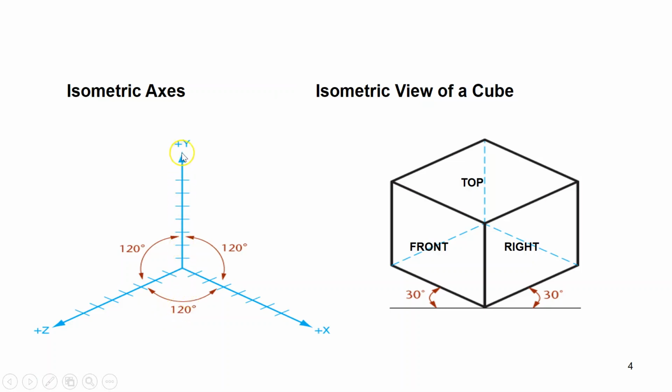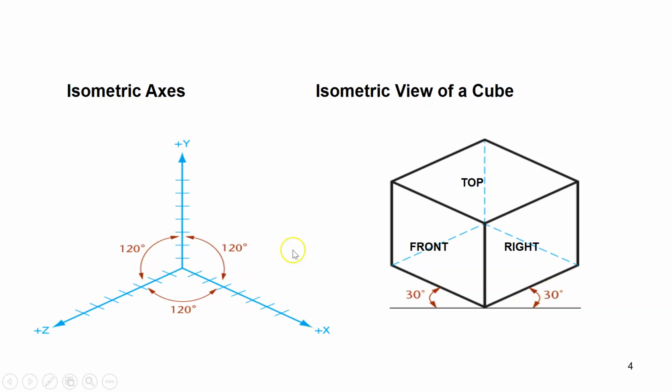We draw the y-axis, or the height axis, completely vertically upward, just like we do normally. Then x and z will be at 120 degrees with respect to y. So all the angles between the axes are 120. If you continue the x-axis on the opposite side and the z-axis on the opposite side, then the angles of these two lines with respect to a horizontal line will be 30 and 30.